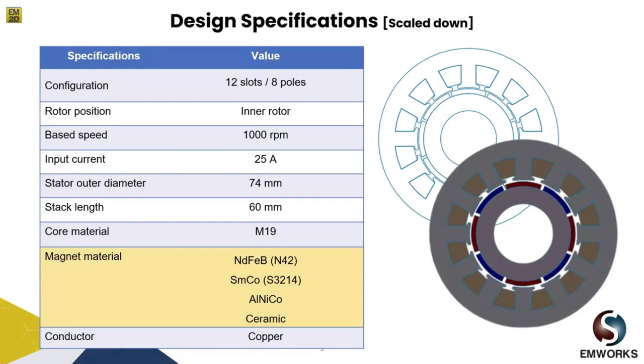We have used M19 grade steel for all the 4 combinations which we are going to simulate using NdFeB, which is N42 magnet, samarium cobalt with S3214, and alnico and ceramic. And for the conductors we have used the copper material.